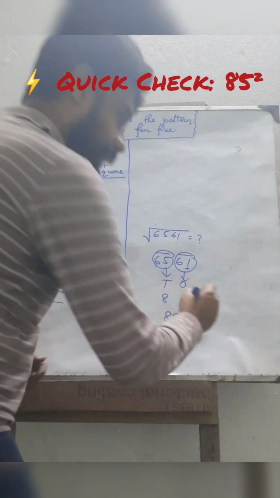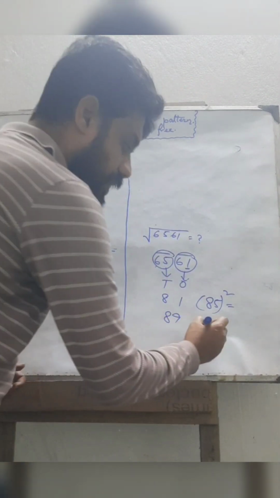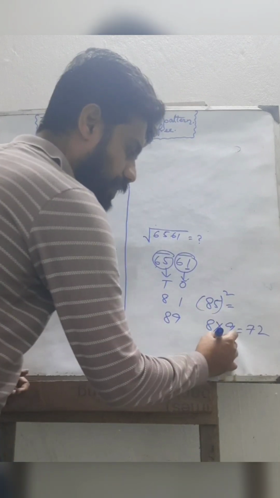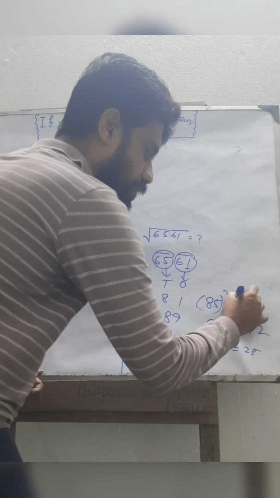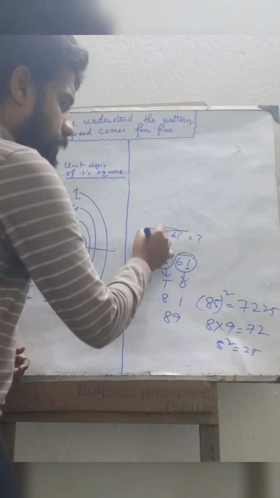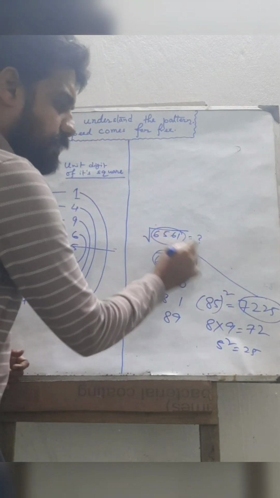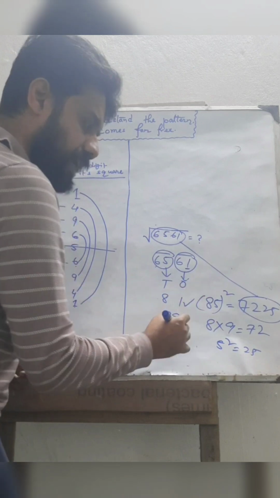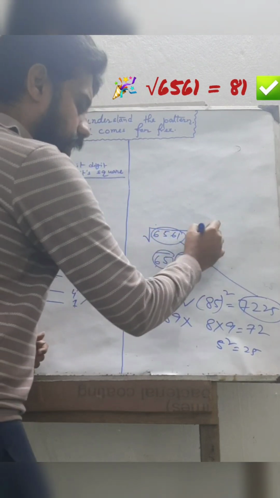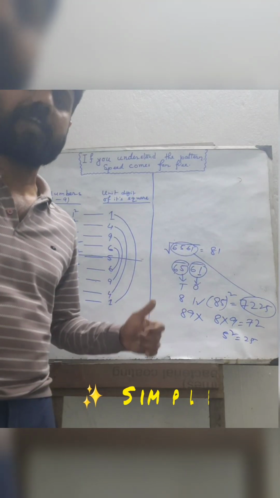Then how do we check which one is correct and which is wrong? For that we have to find 85 square. Now how to find 85 square in just 5 seconds? First we multiply 8 with the next digit, that is 72, and we find 5 square, that is 25. So the answer is 7225. Now we have to check whether this number is greater or smaller than 6561. Easily we can see this number is greater than 6561. So the smaller one will be the answer and the greater one is wrong. So the square root of 6561 is 81. Isn't it simple, fast and fun?